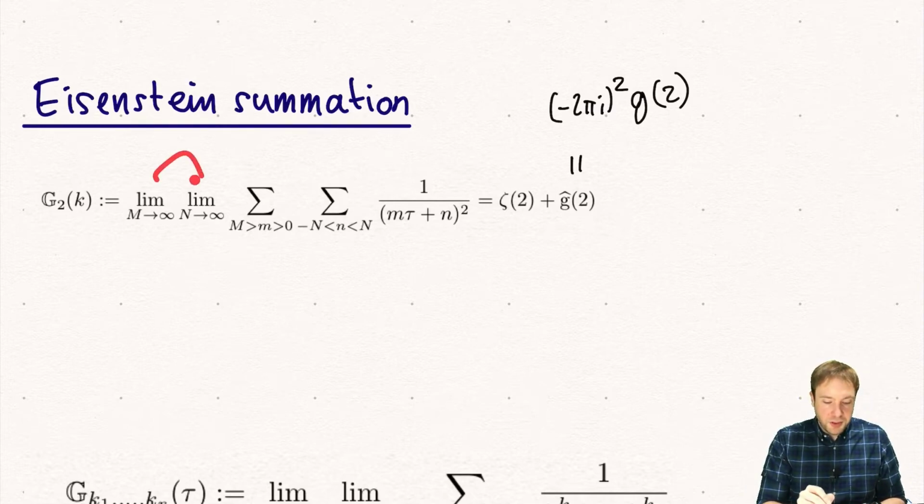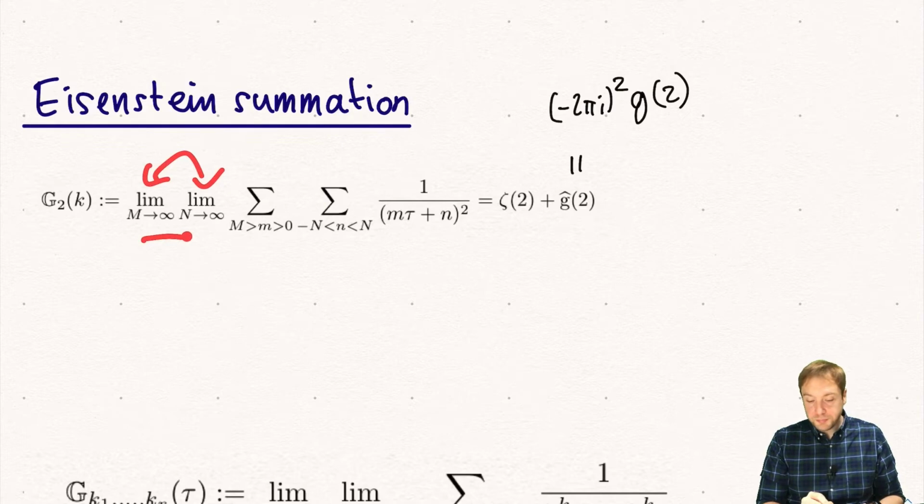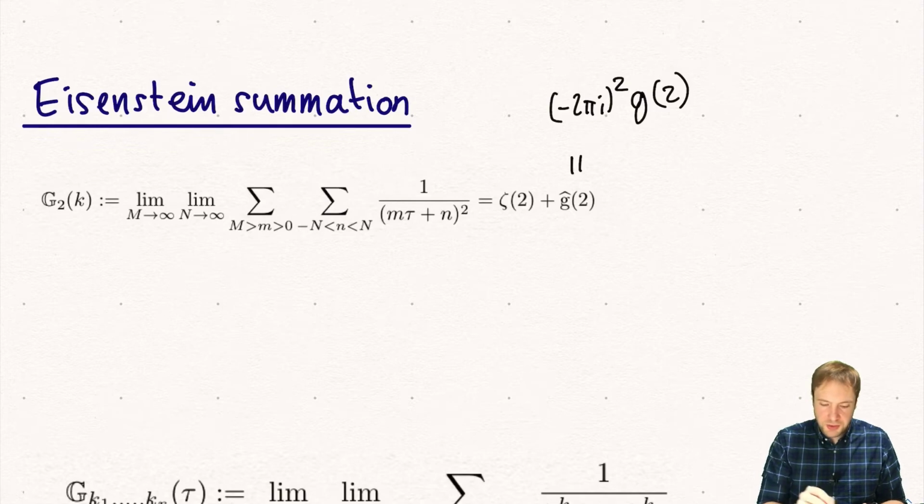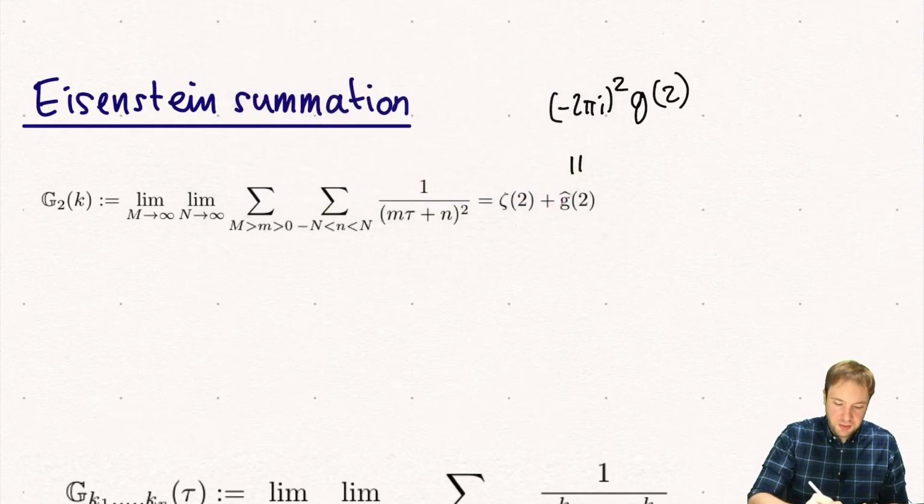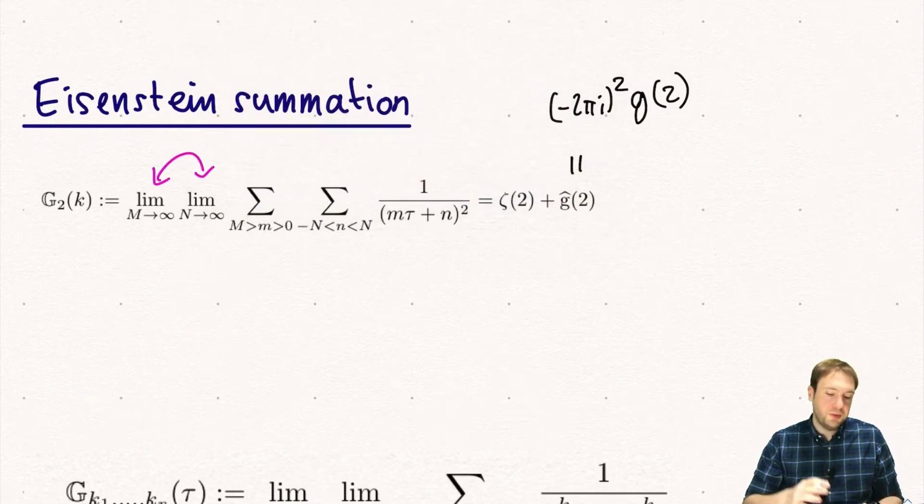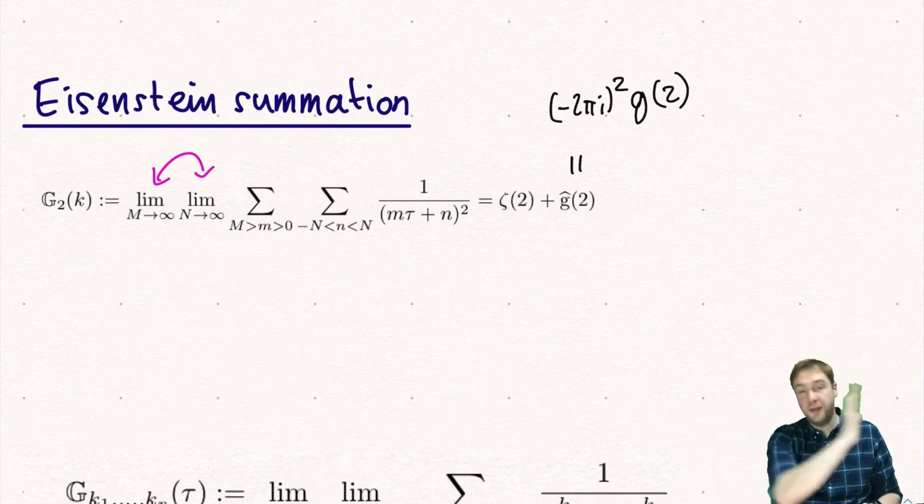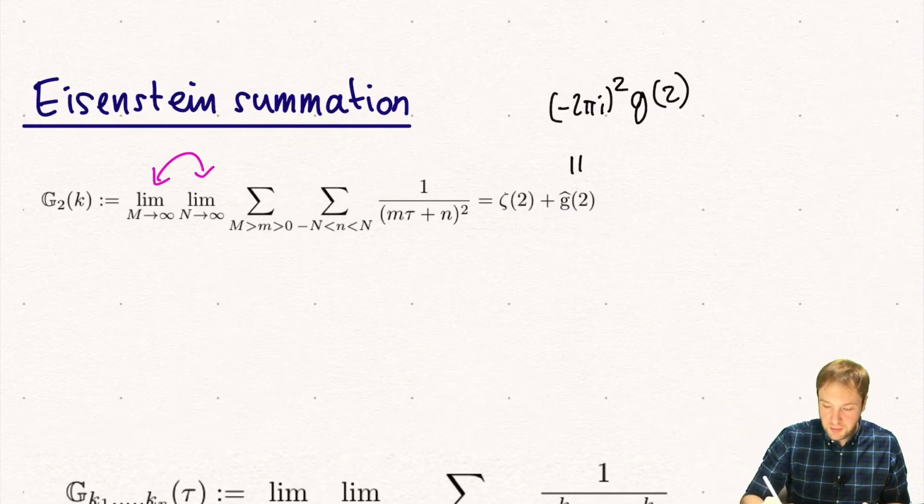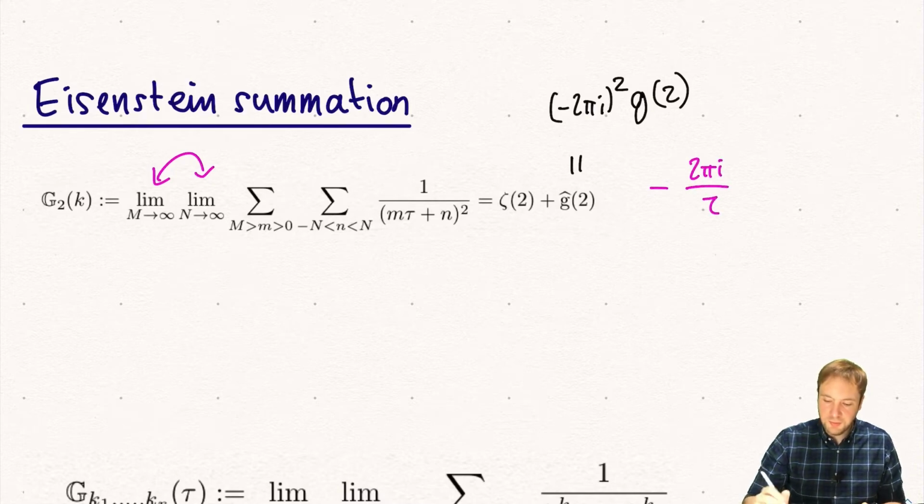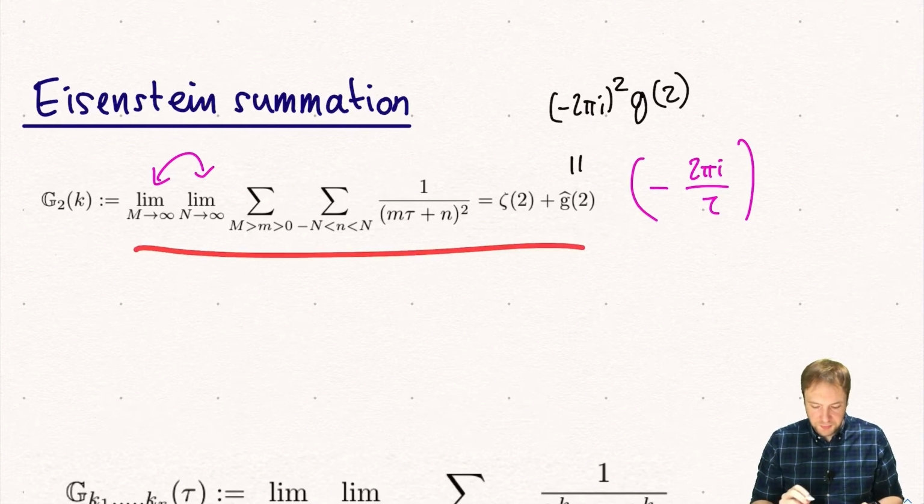And here, if you would interchange these two limits, then you would actually get something different. If you take first the summation in the vertical axis and then the horizontal axis, then you would get a factor of, I think, 2 pi i over tau. But this is just a comment, so we will use this summation here.